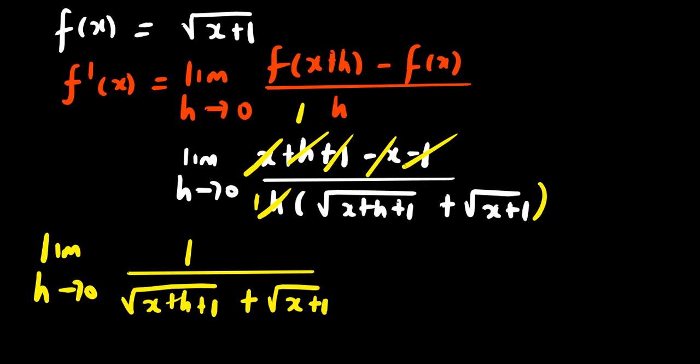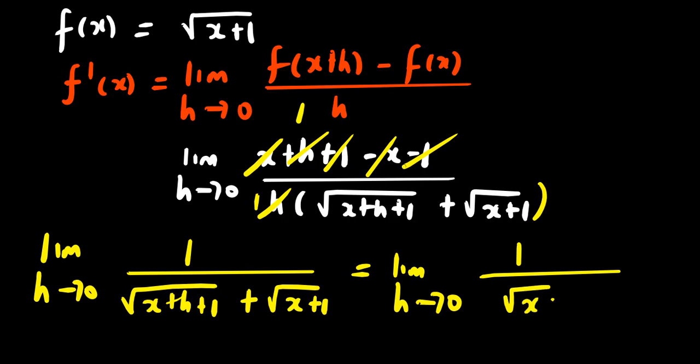Where there is h, we're going to put a 0. So now the limit as h approaches 0 will be equal to the limit of 1 over, here when I put a 0 where there is h, I'm just going to remain with the square root of x plus 1. Then I've got a plus there, so I have a plus the square root of x plus 1.